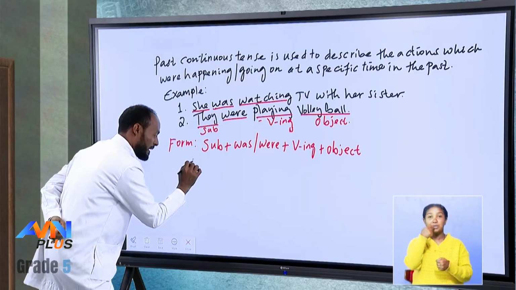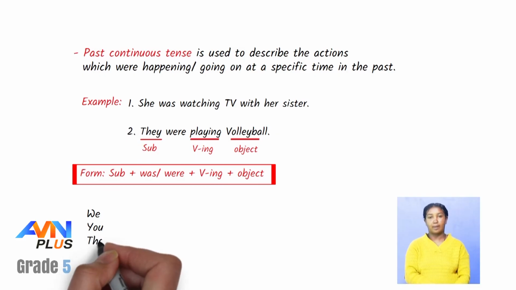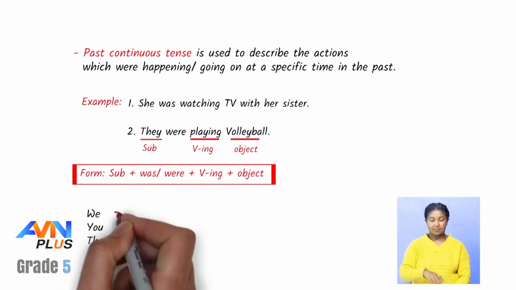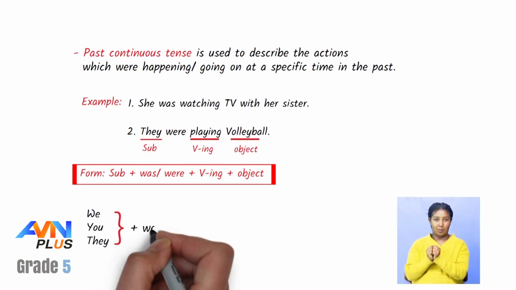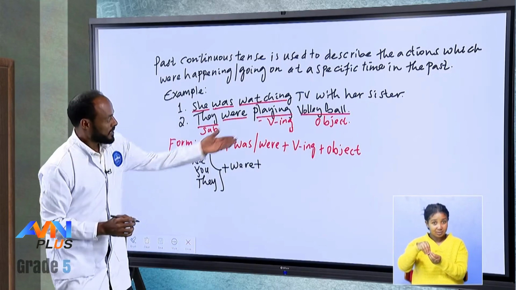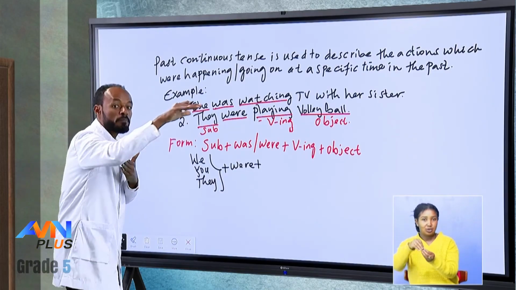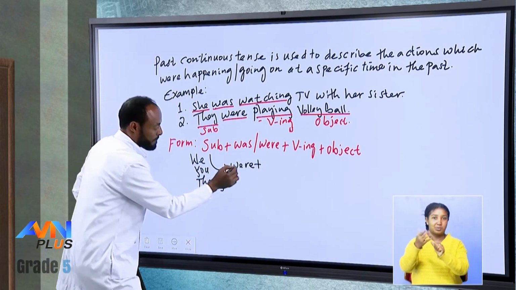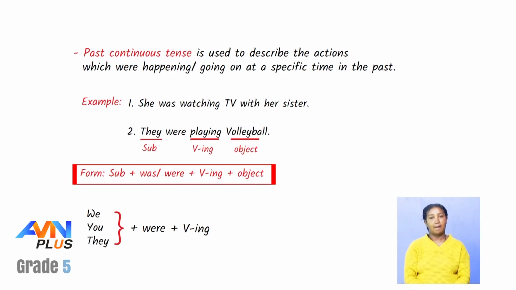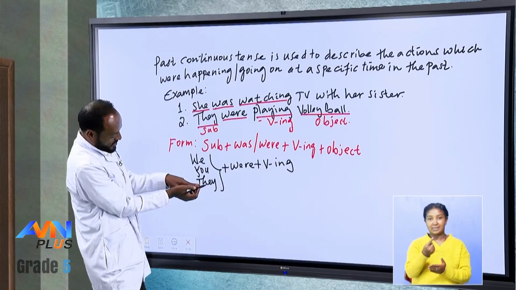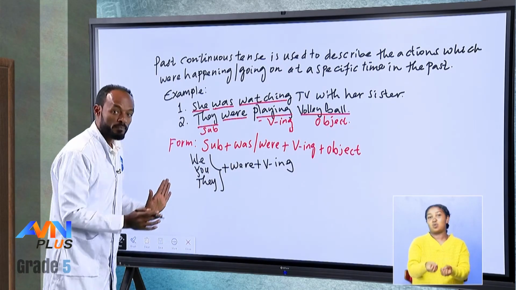When we say we, you, they, they should be followed with what? It should be followed with were, plus verb-ing. Verb-ing means the verb which takes ing to show progress or continuity. Look, we used they here. So we took what? Were. Because this one is a plural pronoun.